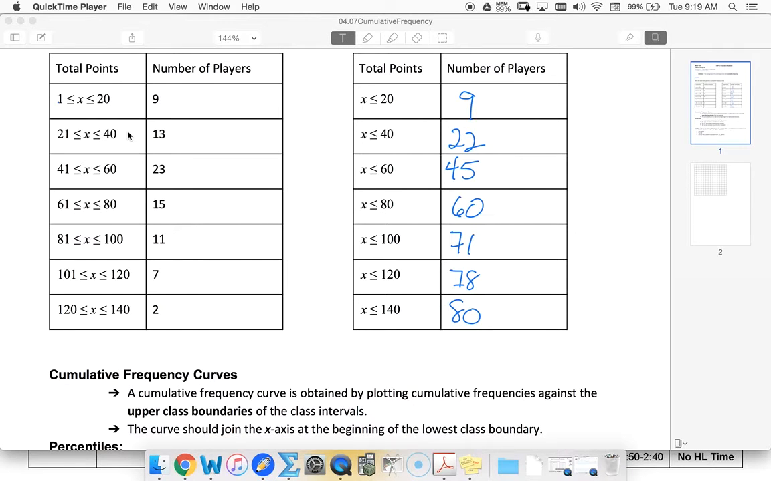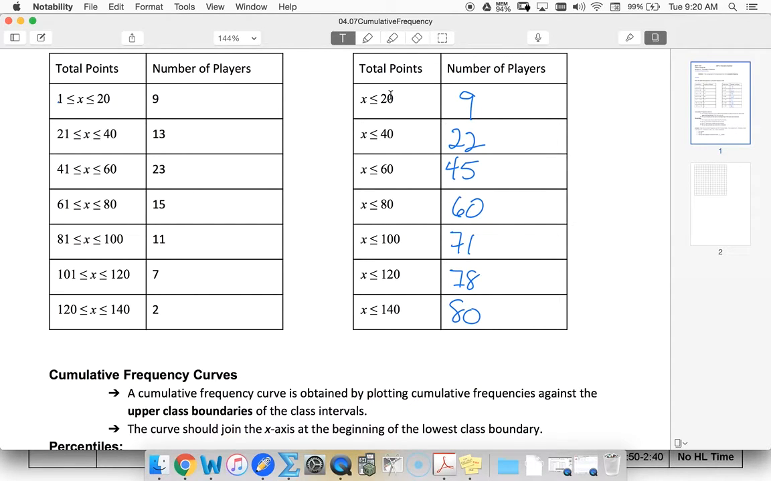In this video, I'm going to talk about making a cumulative frequency curve. A cumulative frequency curve is a graph of this table. What I'm going to show on my x-axis are my total points, and my y-axis is going to be my total players. So each point shows me the number of players who have gotten that amount of points or less.